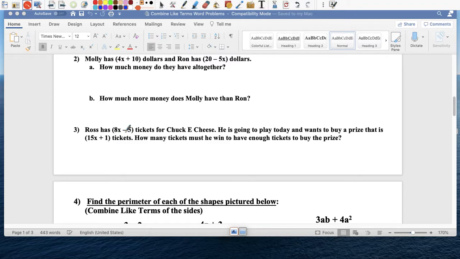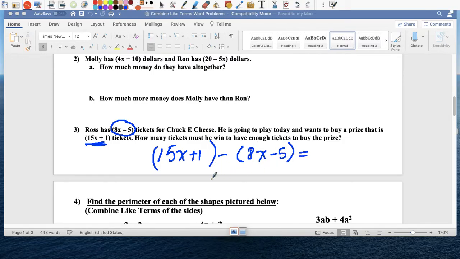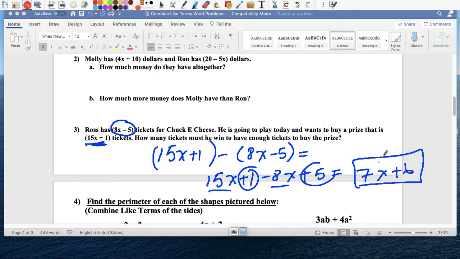Ron has this many tickets for Chuck E. Cheese. He's going to play today and wants to buy a prize that is 15x plus 1 tickets. How many tickets must he win to have enough tickets to buy it? So to get the prize, he needs this many tickets. He currently has this much. So how much more does he need? So 15x plus 1 is what he needs, minus what he has in his pocket will give us the amount that he needs to win. So 15x plus 1 minus 8x plus 5. Combine like terms, 15x and minus 8x is 7x. Positive 1 and positive 5 is 6. So he needs this much in tickets to win whatever prize he's going for.